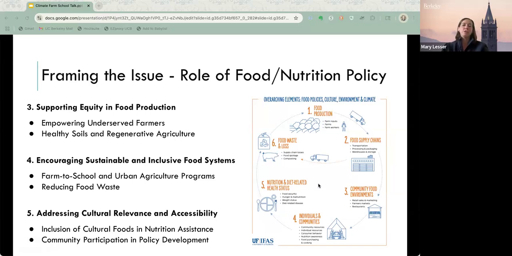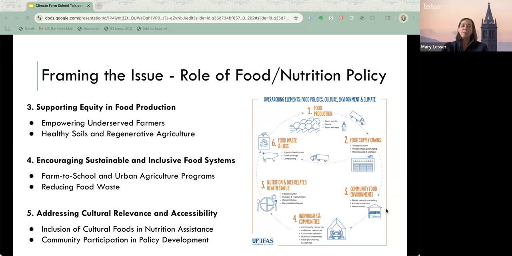But again, really helping to support, outside of what we may traditionally think of as farming practices, so that we can boost local food security while addressing climate resilience as well. We want to incentivize these practices and help support different farming practices. Next, encouraging sustainable and inclusive food systems.